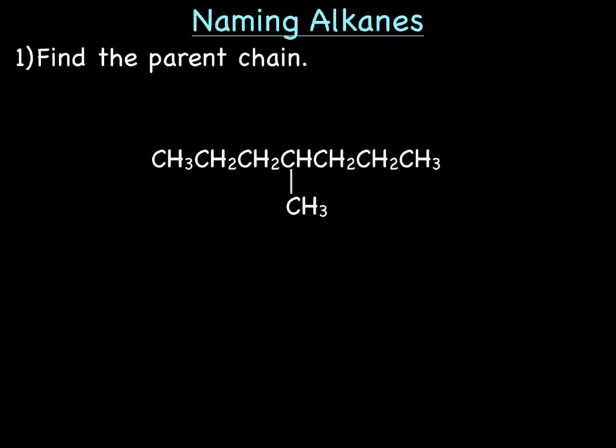All right, so let's try this. If we just go straight across, we have 1, 2, 3, 4, 5, 6, 7 carbons. If we go this way, we could have 1, 2, 3, 4, 5 carbons, or 1, 2, 3, 4, 5 carbons. All right, so it looks like our longest continuous chain of carbons is this straight one here.